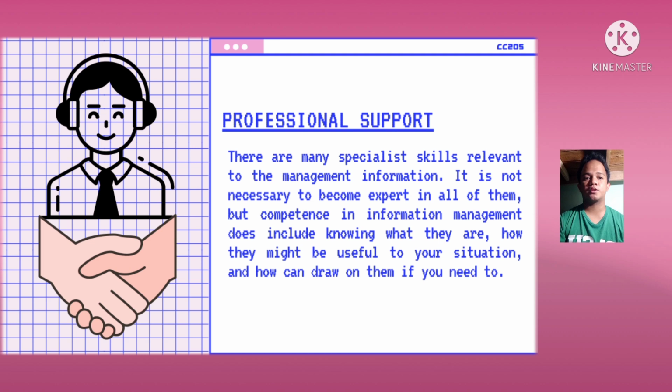Professional support. There are many specialist skills relevant to information management. It is not necessary to become expert in all of them, but competence in information management does include knowing what they are, how they might be useful to your situation, and how you can draw on them if you need to.